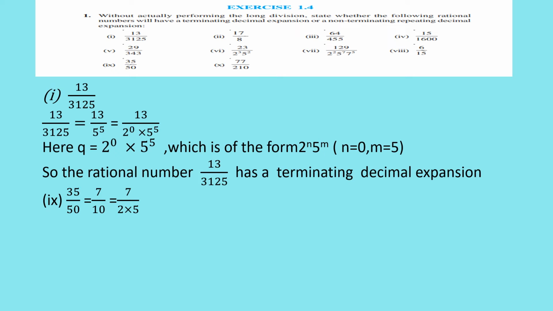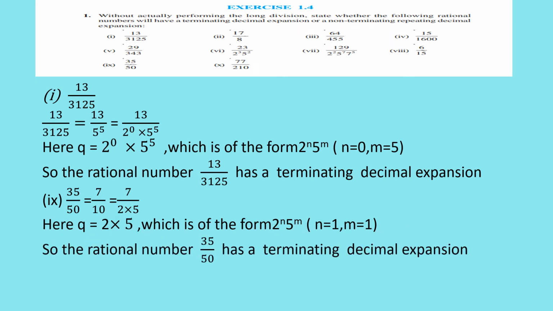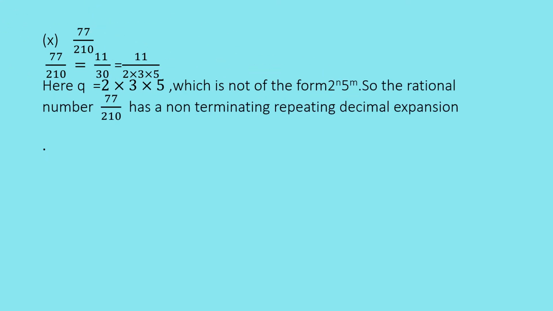The denominator 10 can be written as a product of the primes, that is 2 multiplied by 5. So the denominator q is 2 multiplied by 5, which is of the form 2 raised to n, 5 raised to m, where n equal to 1, m equal to 1. So the rational number 35 upon 50 has a terminating decimal expansion. Now question number 10, that is 77 upon 210.